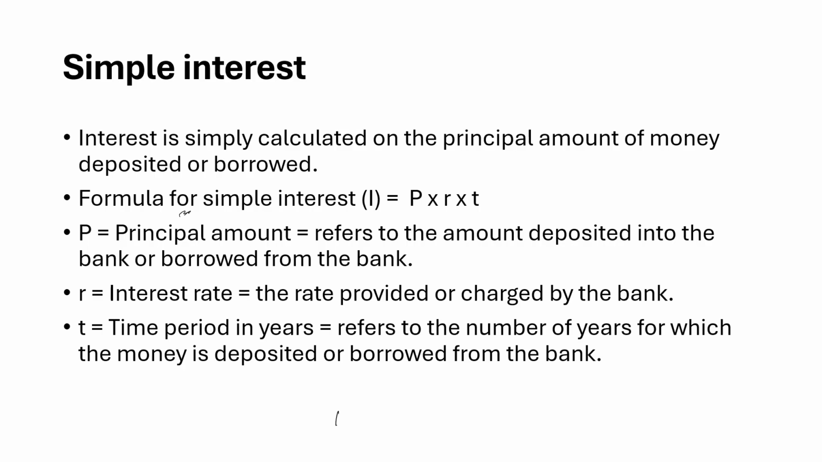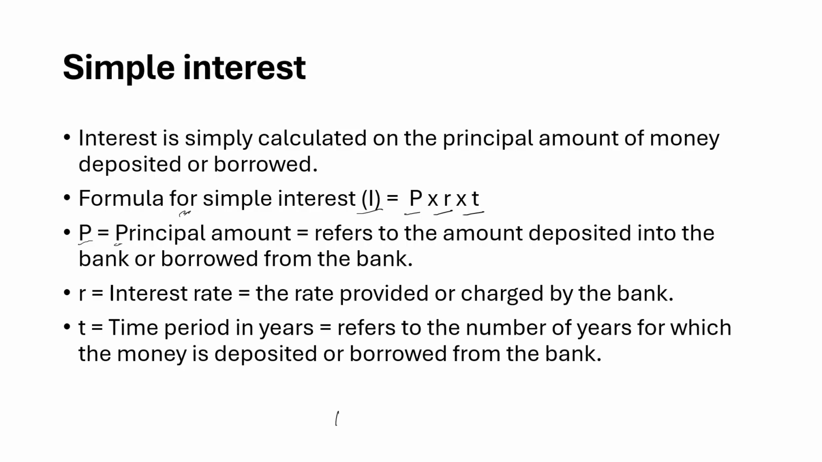So the formula for simple interest here is I is equal to P into R into T. What does this stand for? I is the simple interest that we will be receiving when we deposit money into the bank. P stands for principal. P means principal. It is the principal amount which we deposited into the bank, the amount which is deposited or the borrowed amount when we take a loan from the bank.